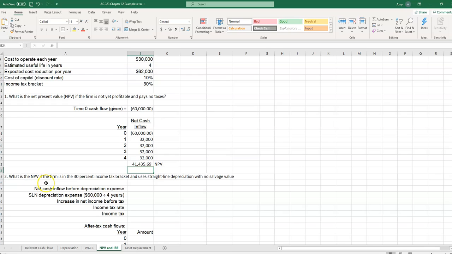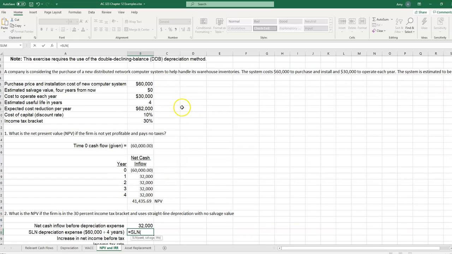Situation 2 says, what is the net present value if the firm is in the 30% income tax bracket and uses straight line depreciation with no salvage value? So what is the net cash flow before depreciation expense? We already calculated that. It's $32,000. Our straight line depreciation, you can use that in Excel. We have our historic cost, salvage, and useful life.